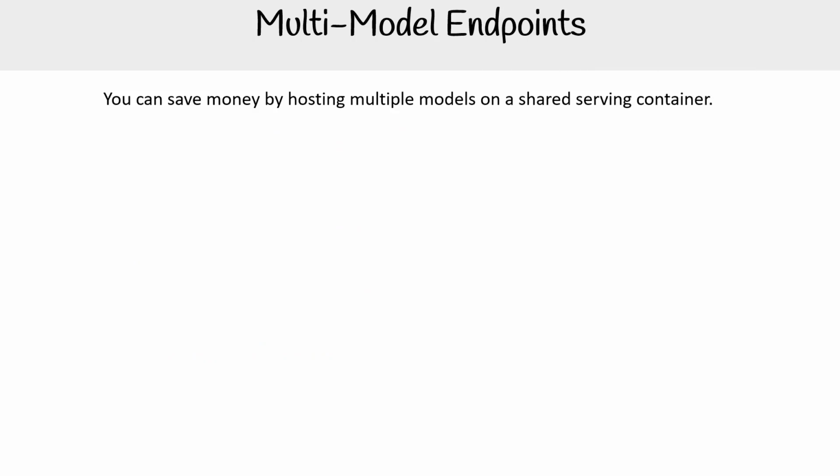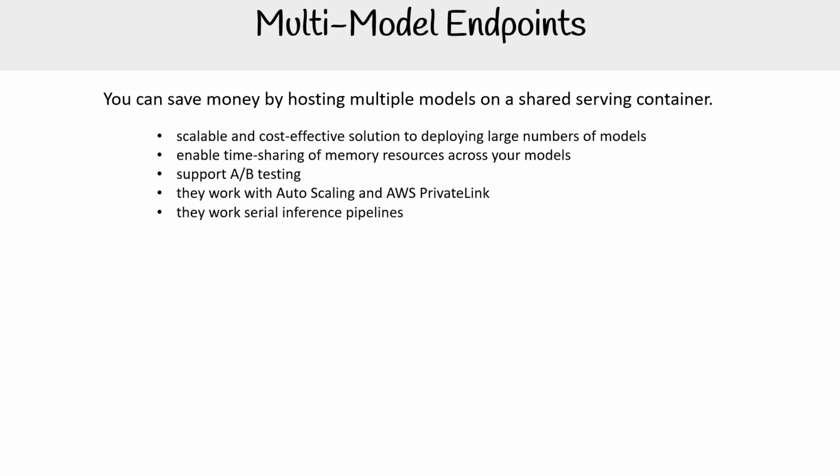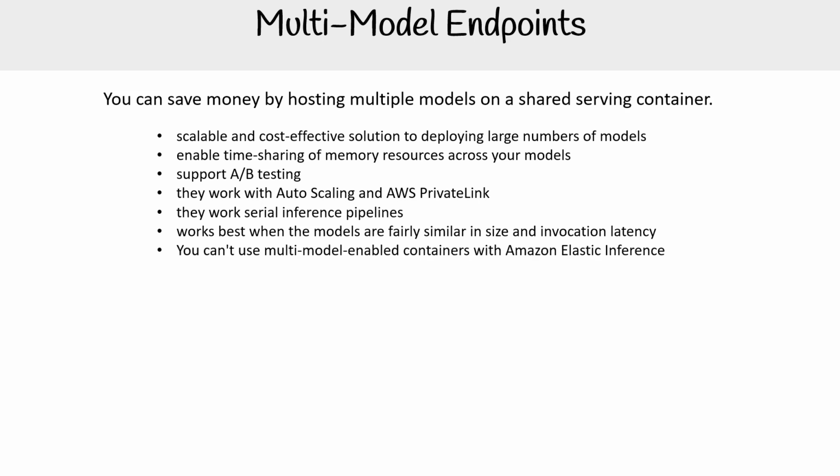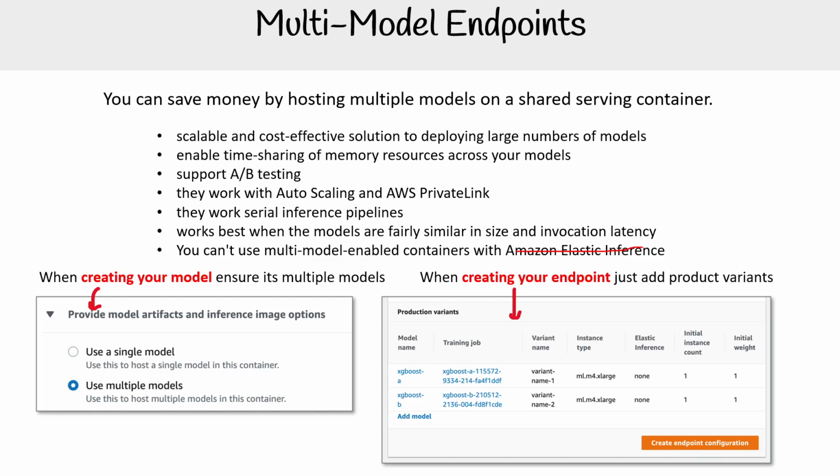Let's talk about multi-model endpoints. You can save money by hosting multiple models on a shared serving container. It's a scalable and cost-effective solution to deploy large numbers of models, enables time sharing of memory resources across your models, and supports A/B testing. They also work with auto-scaling and PrivateLink. They work with serial inference pipelines. They work best when the models are fairly similar in size and invocation latency. You can't use multi-model enabled containers with elastic inference. This doesn't even exist anymore, so I'm going to cross that out. When creating models, it ensures it is multiple models. When creating your endpoints, you add product variants.